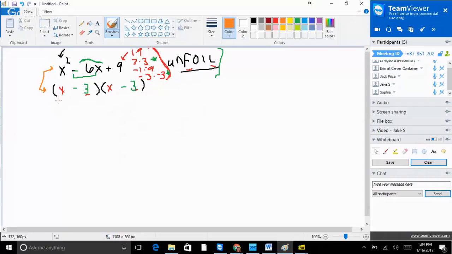Well, what we can do is regular FOIL again. You can be foiling like crazy, right? So x times x is x squared. Our outside is x times negative 3, so negative 3x. Our inside is negative 3x. And our last is negative 3 times negative 3, which is 9. And so this is x squared minus 6x plus 9.